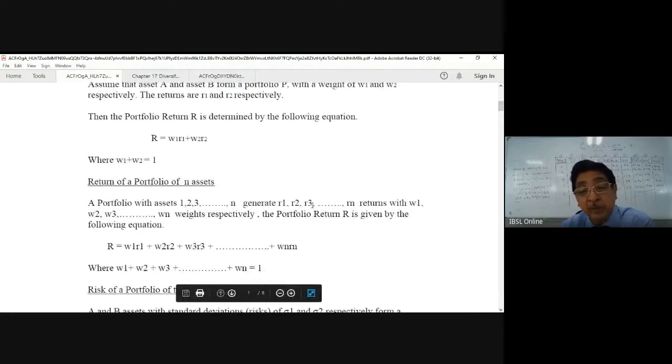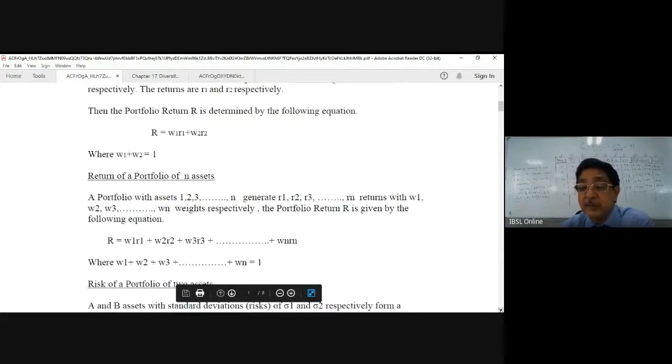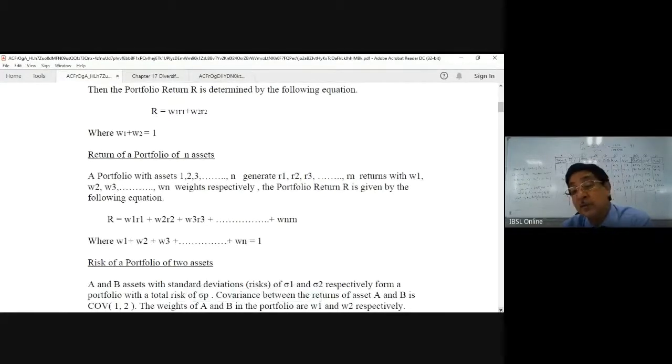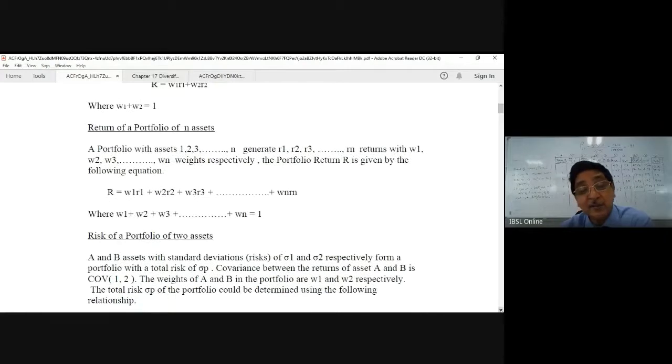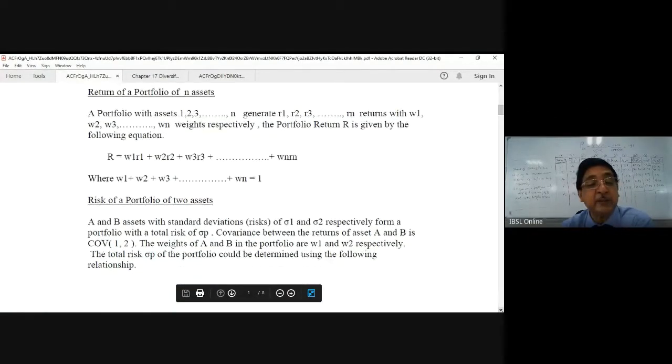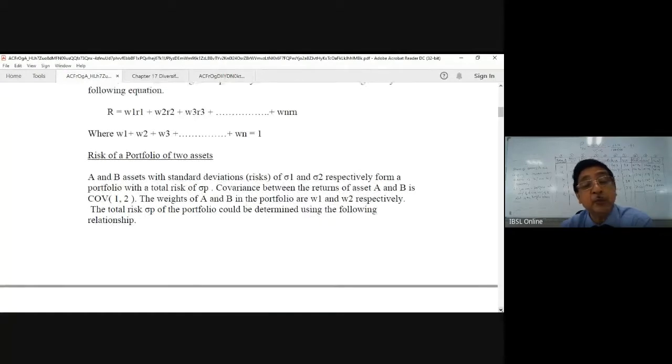Right. When you have n assets, what will happen? I will give another exercise for, say, 5 assets. Then also you will be in a position to calculate it. But anyway, for the time being, I will omit that exercise. I will go to the next topic, that is the risk of a portfolio of 2 assets.